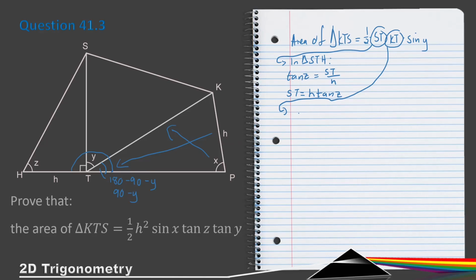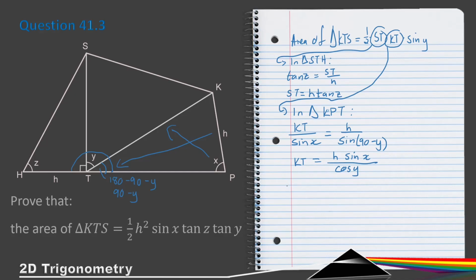So in triangle KPT, what do we want? We want KT, so I'm going to start with KT. KT over sine of x is equal to h over sine of 90 minus y. So solving for KT and reducing this, KT is equal to h sine of x over, this becomes cos y. Now we just write our formula again, but we substitute the values we got in terms of h.